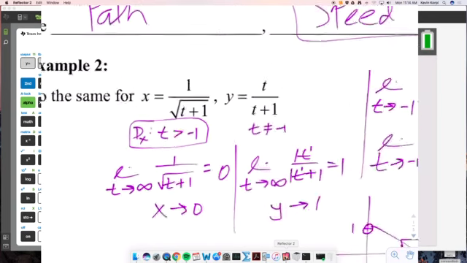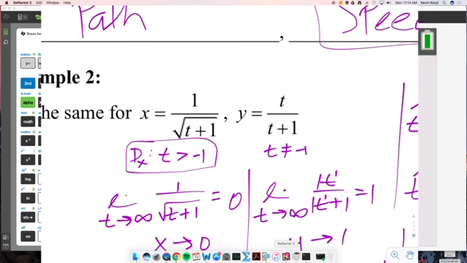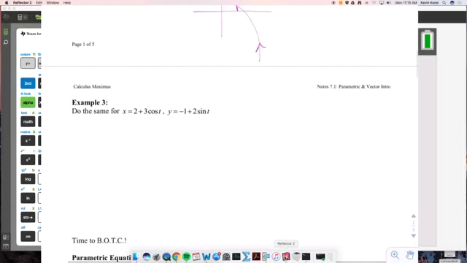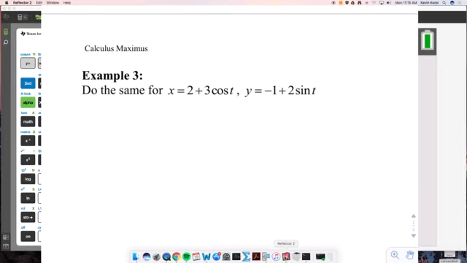So what we're going to do in the next section is simply take the derivative of both of those two functions independently, and we'll be able to figure out the horizontal speed and the vertical speed, which are the component speeds. And when we put them together, we get a component vector, okay? All right, the last one. Do the same for this one.